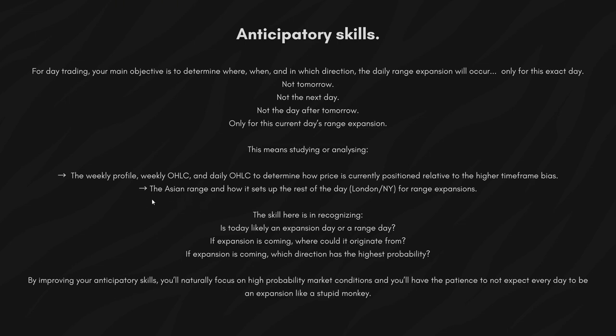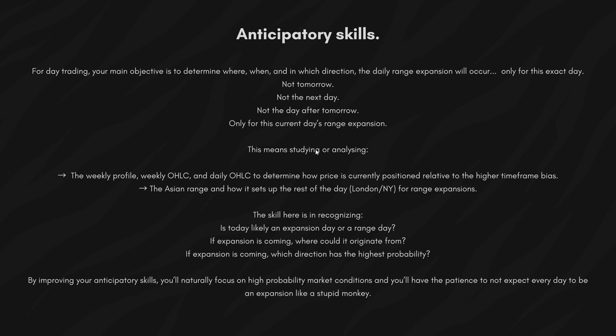For example, if the Asian range is a consolidation, then in that case, London usually tends to be an expansion. But if the Asian range has already had an expansion before, then London tends to usually be low probability. And then in that case, I trade the New York Open and the range expansion, the true expansion, which usually occurs at the New York Open session.